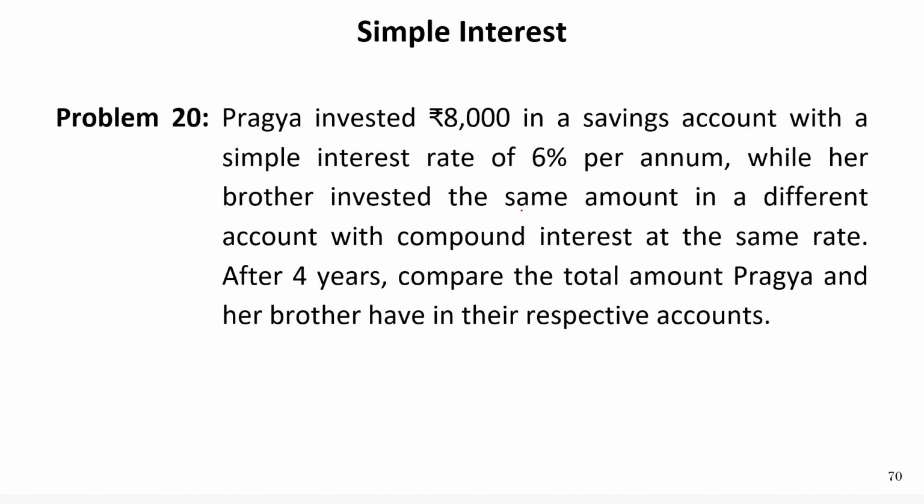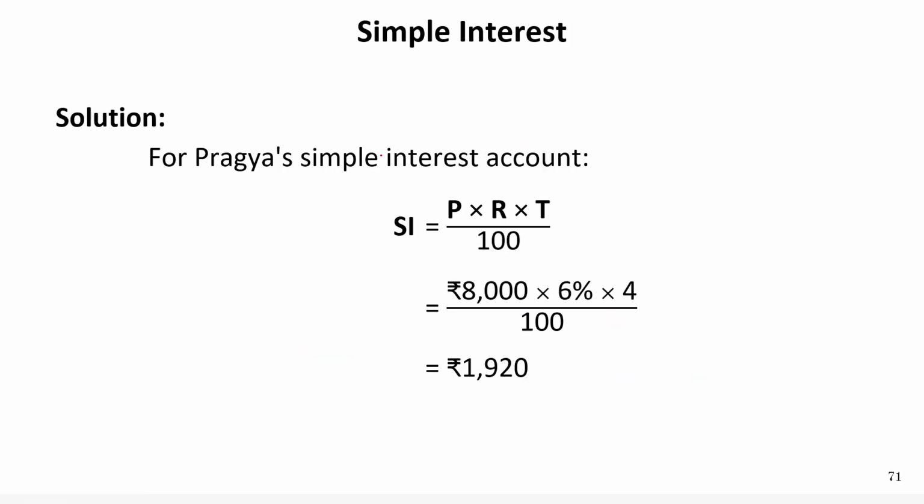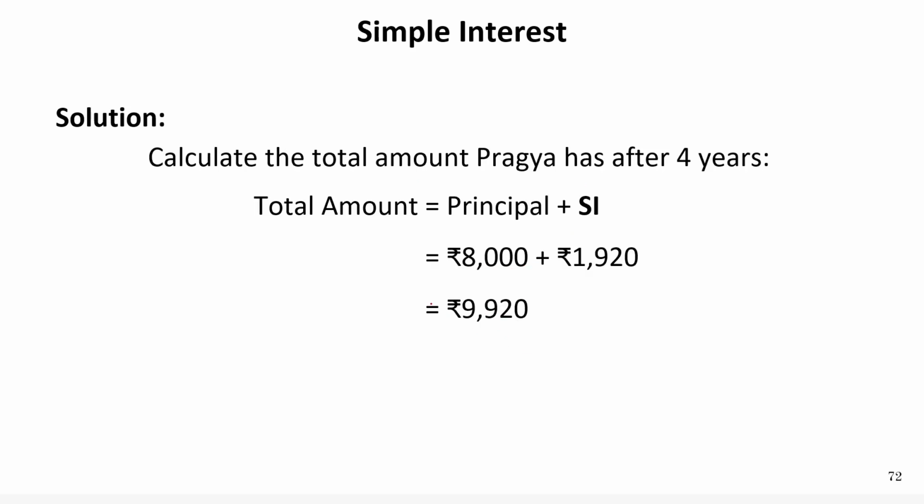So let's see problem number 20. Pragya invested 8,000 in a savings account with a simple interest of 6% per year, while her brother invested the same amount in a different account with compound interest at the same rate. After 4 years, compare the total amount Pragya and her brother have in their respective accounts. So Pragya's simple interest account will be what? SI is equal to PRT by 100. So 8,000 into 6 into 4 by 100, because 6 is in percentage here. So 1920 is the correct answer here for Pragya's interest account.